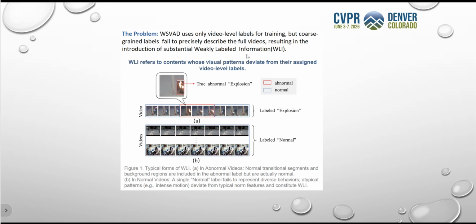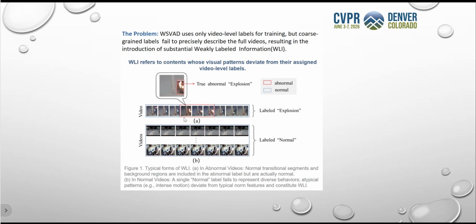However, our key insight is that these coarse-grained labels fail to precisely describe the complex content of videos. This mismatch inevitably introduces substantial weakly labeled information, which we define here as WLI. WLI refers to contents whose visual patterns deviate from their assigned video-level labels.